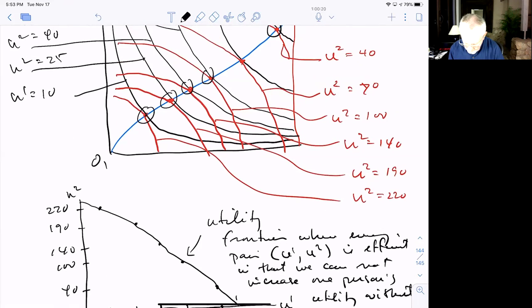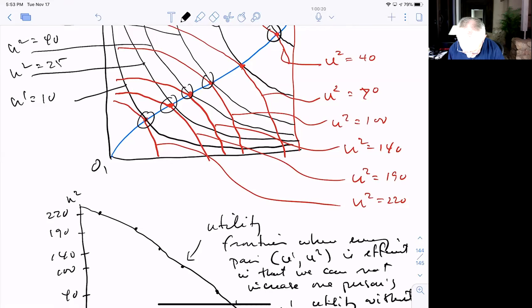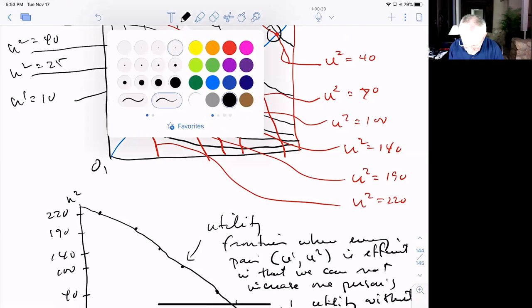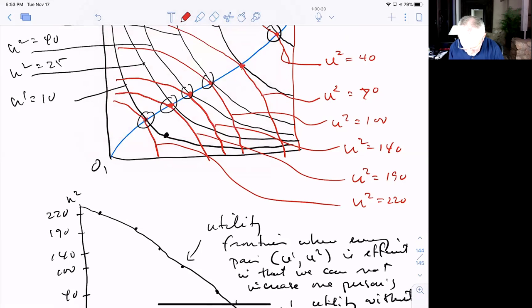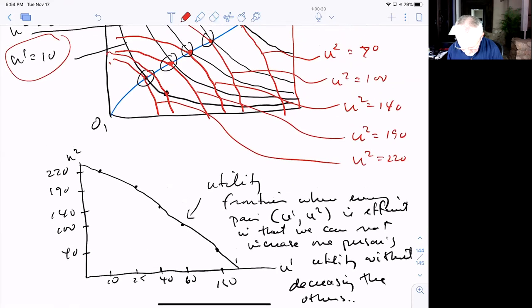Now, if we were to think about a point off the curve, suppose I were to pick a point right here. And it's on person one's indifference curve there. And suppose person two's indifference curve through that point were to look like that. Now note, even though one's utility is 10, two's utility through that point is on a lower indifference curve. So in point of fact, two's utility is something less than 120. So it lies inside my frontier.